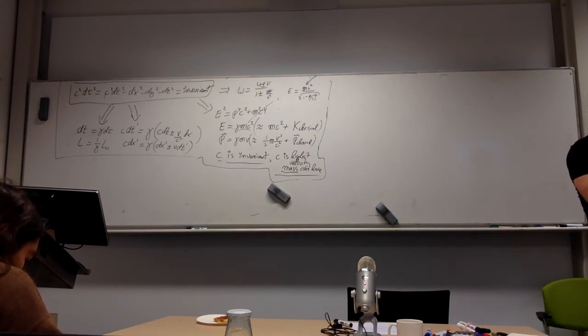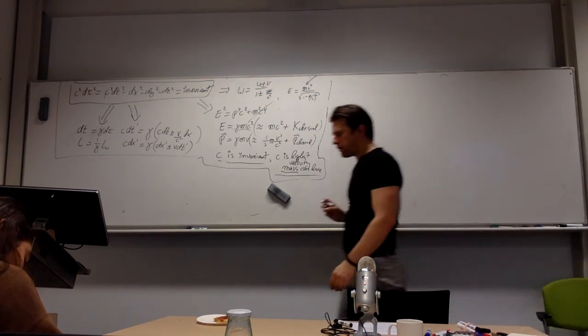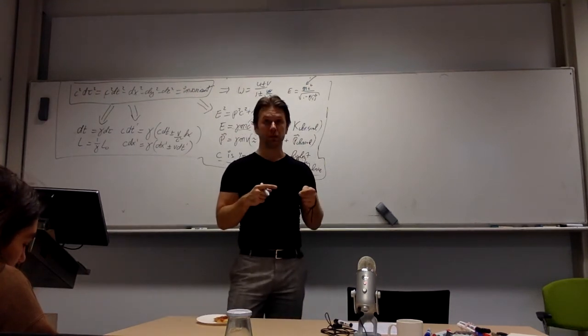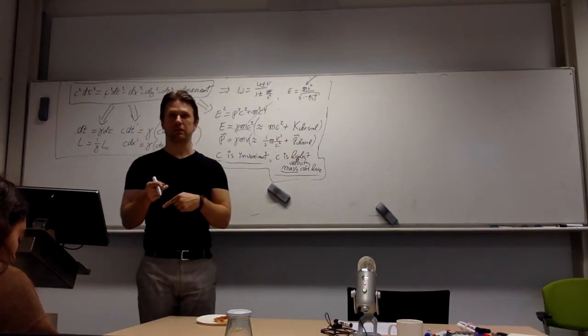That's a very strong conclusion. Not only is it so that things that have mass cannot go with the speed of light, the opposite is also true. If something does go with the speed of light, it must be massless.